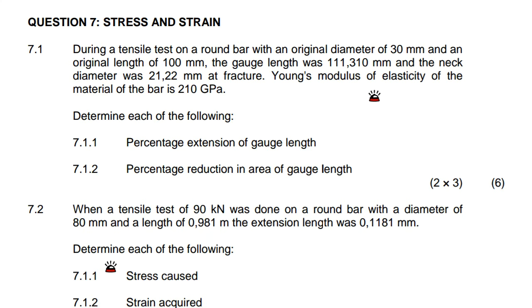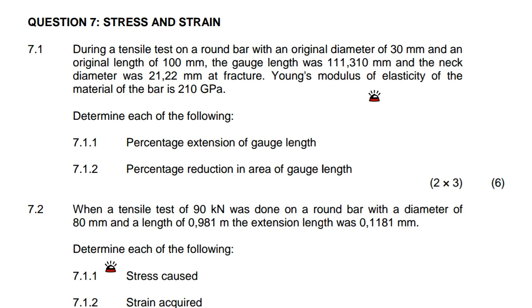During a tensile test on a round bar with an original diameter of 30 millimeters and an original length of 100 millimeters, the gauge length was 111.31 millimeters and the neck diameter was 21.22 millimeters at fracture. Young's modulus of elasticity of the material of the bar is 210 gigapascal. Determine each of the following, and those are the questions.